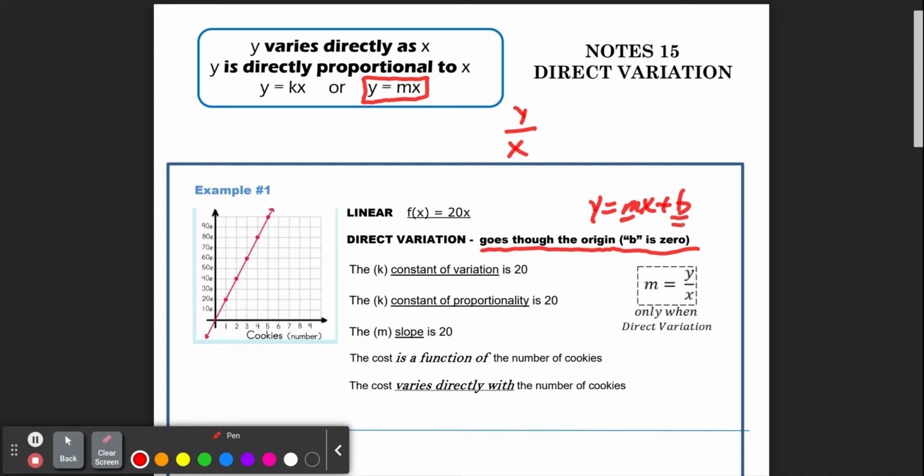Now, we haven't seen the K, the constant of variation, in a long time on a test, but we do see the slope. In this particular one, when you go up 20 over 1, that's actually 20 cents, because it's 20 cents per cookie. So the cost of 20 cents is a function of the number of cookies. So cost varies directly with the number of cookies.